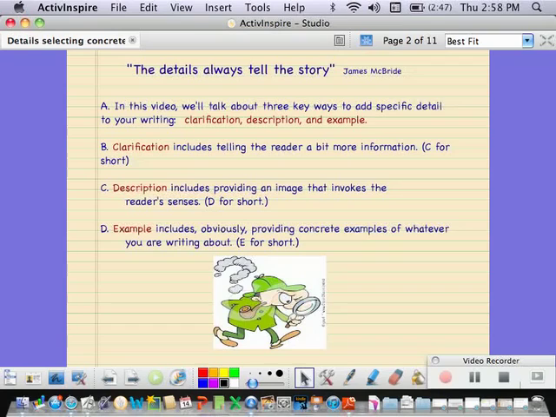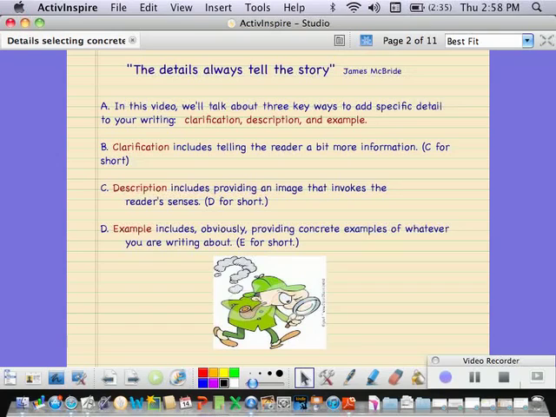Put a quote from James McBride, "The details tell the story." That's true. The details you choose are going to decide whether your writing works or not. In this video, I'm going to give you 3 very specific strategies, in addition to the 2 you got from last night's video: clarification, description, and example.